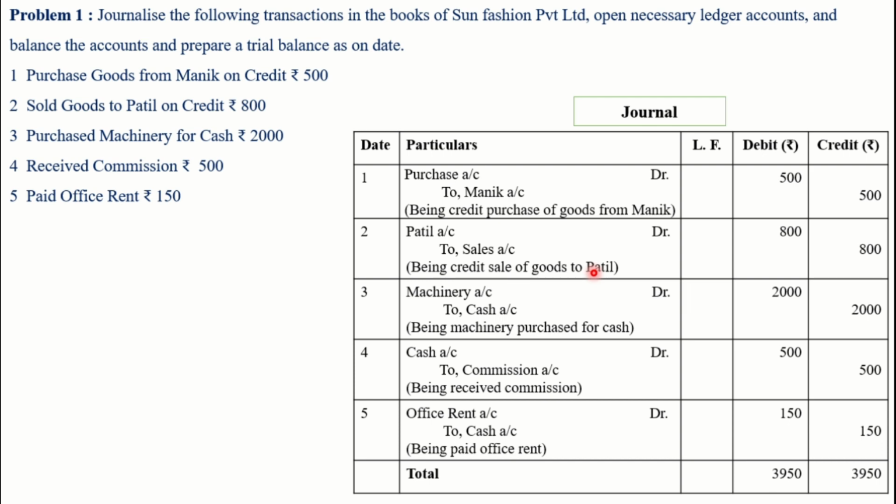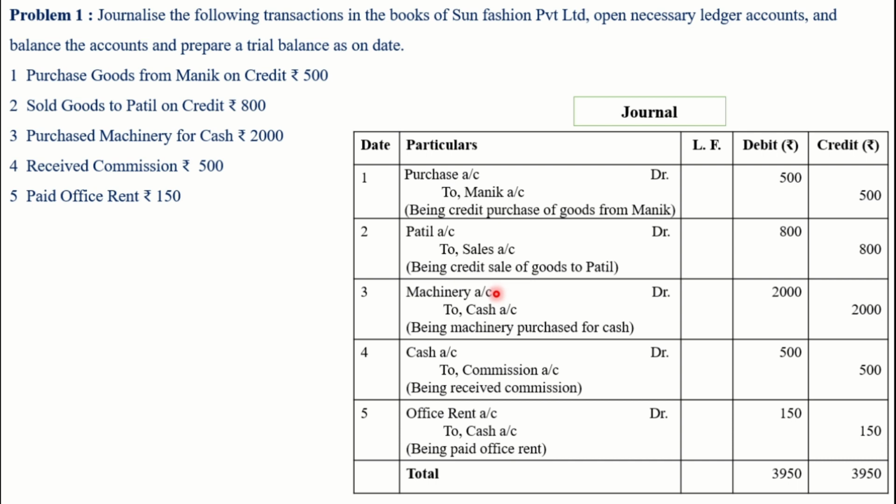Clear second transaction? Now third transaction. Third transaction is purchase machinery for cash rupees 2000. Here transaction is on cash basis. Which 2 accounts are involved in this transaction? One is machinery account and another is cash account. Why cash? Because given transaction is on cash basis. Okay. Machinery account is debited.